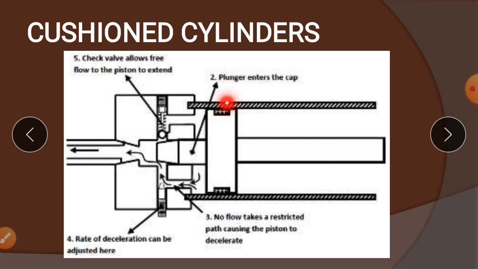Okay, so that is the problem which we are going to expect. To avoid that problem, we are using the cushioned cylinders. Cushioned cylinders are nothing but cylinders where the piston slowly ends. The piston will move fast up to this point, but from this point to this point the piston moves slowly.